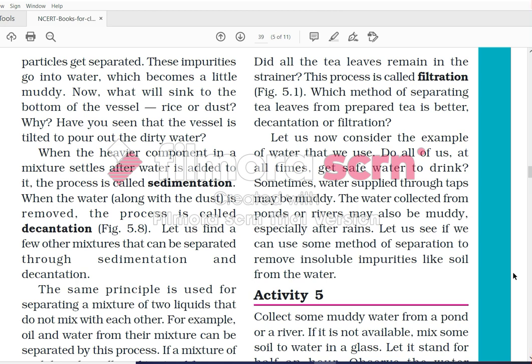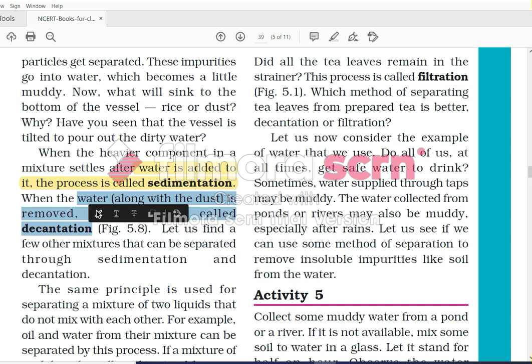Now here is a question: why does the rice settle down? Have you seen the vessel is tilted to pour out the dirty particles? When the heavy components in a mixture settle after water is added to it, the process is called sedimentation. So this separation is known as sedimentation. When the water along with the dust is removed, the process is called decantation. Here is a confusing line, but you need to remember that when the water is added, that is sedimentation, and when the water is removed, this process is decantation.